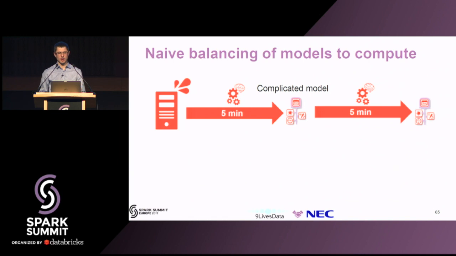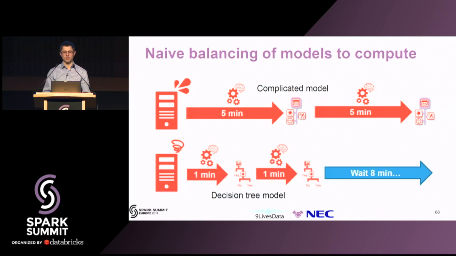And let's again imagine naive approach, naive balancing of work, naive balancing of models to compute in this phase. So let's look at one executor that has to compute some complicated models, and it takes a lot of time. And on the other hand, the other executor got very simple models to compute, let's say decision tree models, and it finished very quickly, and now it's idling for a long time. So this is, of course, very inefficient approach.